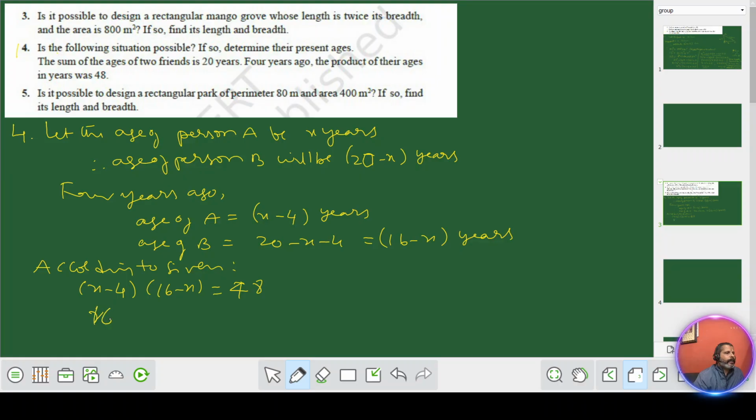16 into x is 16x. x into x is minus x square. Minus 4 into 16 is minus 64. Minus 4 into minus x is plus 4x. This also I take to the left hand side, 48, minus 48.